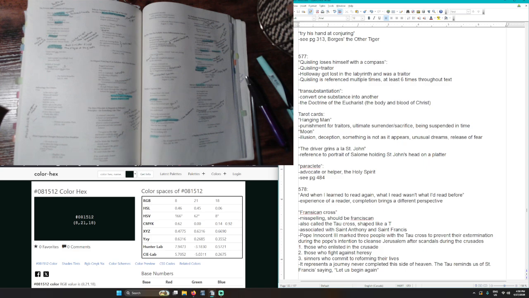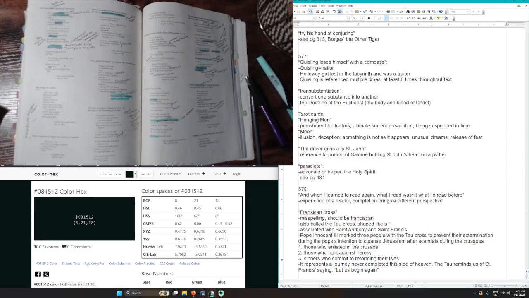The Hanging Man. I don't know much about tarot cards, so this was just me Googling what this means in tarot. So the Hanging Man is about punishment for traitors, ultimate surrender, sacrifice, and being suspended in time. And the Moon Tarot card is about illusion, deception, something not being as it appears, and unusual dreams, and a release of fear.